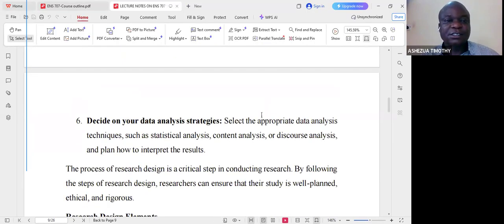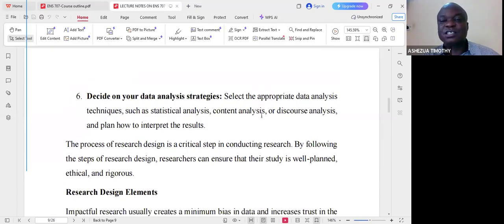Six, decide on your data analysis pattern. Select the appropriate data analysis techniques such as statistical analysis, content analysis, or discourse analysis, and plan how to interpret the results. The process of research design is a critical step in conducting research. By following the steps of research design, researchers can ensure that their study is well planned, ethical, and rigorous. Don't just carry out haphazard research. The research must be thorough.